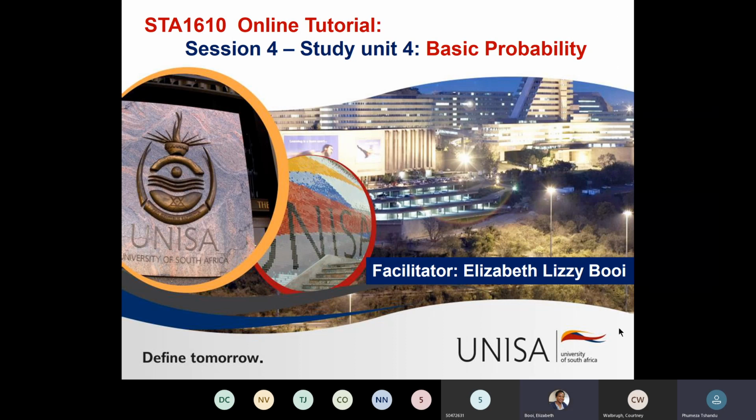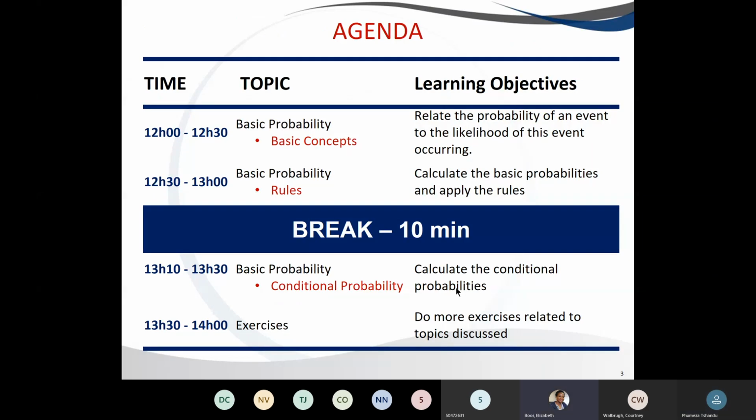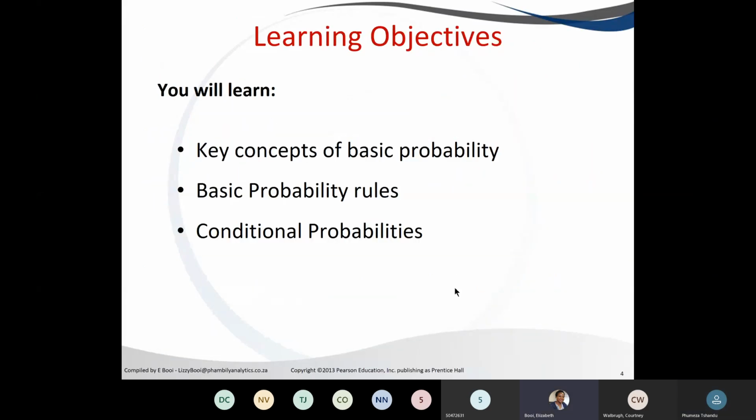Okay, so let's do basic probabilities. The times are very wrong. I'm going to skip them. So by the end of the session, you should be able to explain the key concepts of basic probability. You should be able to calculate using the basic probability rules and calculate conditional probabilities.